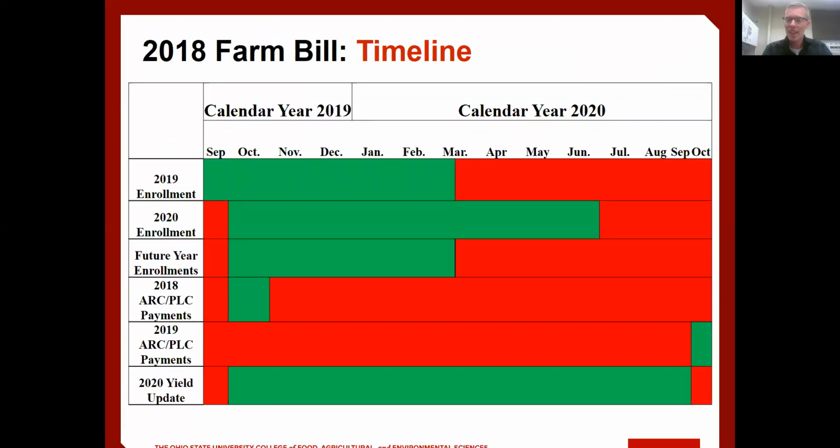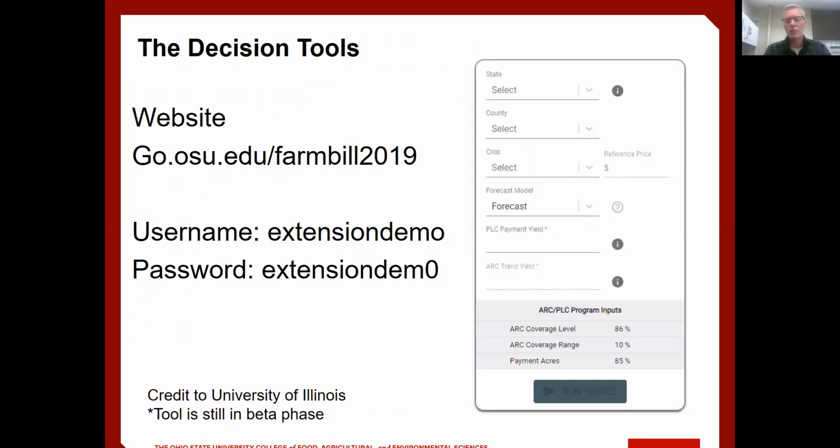Again, here's just a reminder of that calendar and basically what I just said. You have all the way to March 15th to make your decision for 2019 and 2020. We still got a long way to go to look at prices and yields for the year, so it may be worth waiting just a little bit to see what's going to be the best option for you.